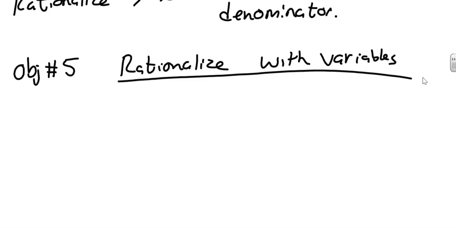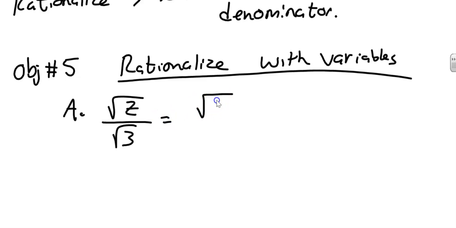Now, the good thing is for this one, as long as we're doing square roots, it's still the same thing. It doesn't matter if there's a variable in there or not. You're still going to multiply by the exact same thing that you would have and just work it out from there. So let's go square root of z over the square root of 3. Good news is there's nothing really different about this one, so you're still going to multiply by square root of 3 over square root of 3.